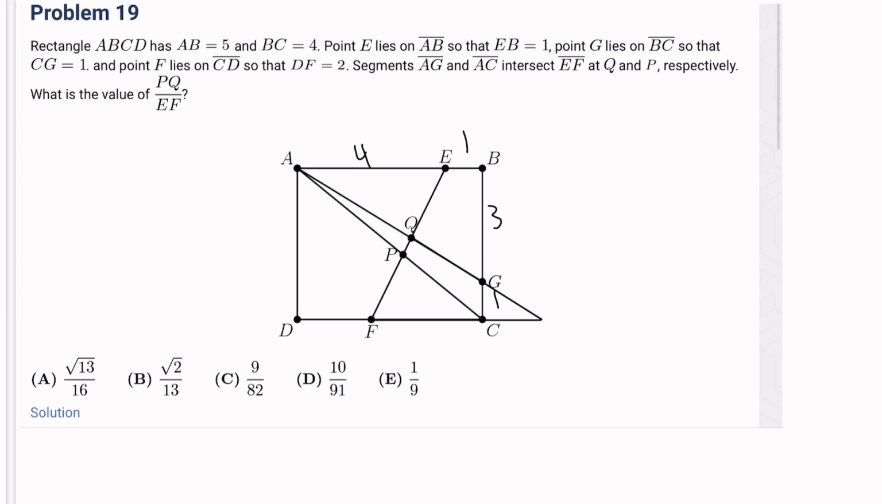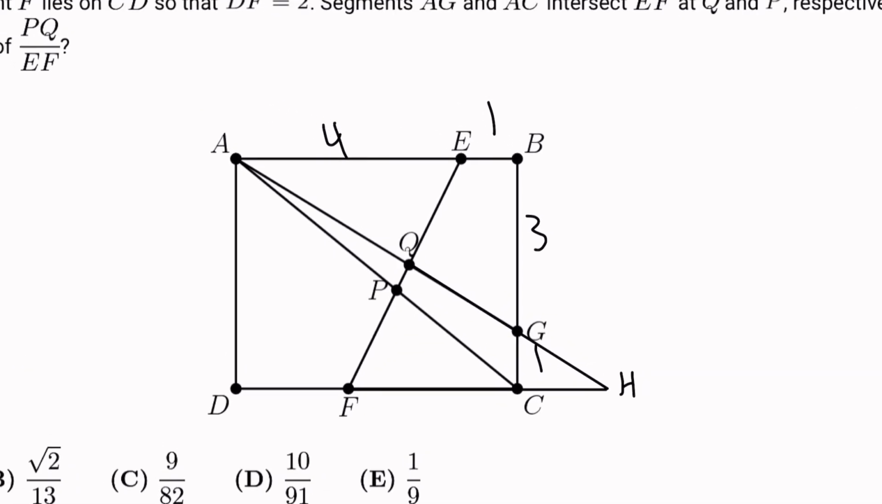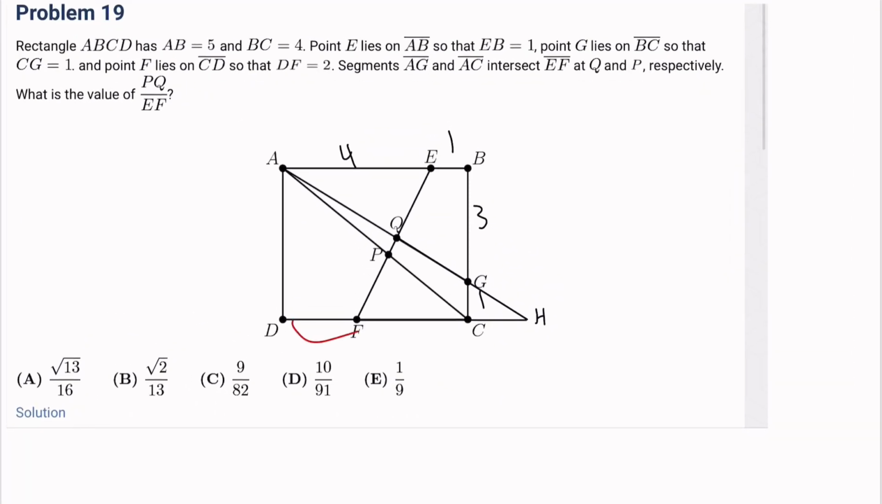A, B, C, D, E, F, G are taken, and so let's say this is H, right? First of all, what we can see is we can compute the value of DF and FC, right? Because DF equals 2, so this is 2, and FC should equal 3, because the whole thing is 5.